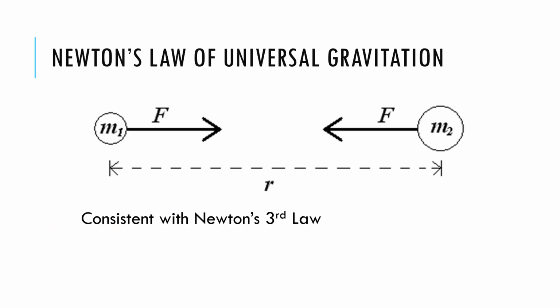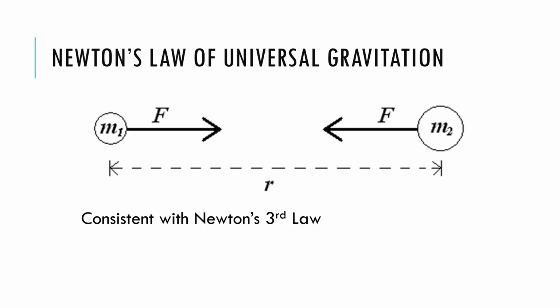The next thing you need to know is that Newton's law of universal gravitation is consistent with Newton's third law, which says that for every action there's an equal and opposite reaction. In other words, if one object exerts a force on a second object, that second object will exert the same magnitude force back, but in the opposite direction. We can see that in this diagram. M1 experiences a force of attraction F towards M2, acting along a line joining their centers, and M2 experiences the same force, but in the opposite direction, towards M1. Both masses experience the same magnitude force, but in opposite directions.